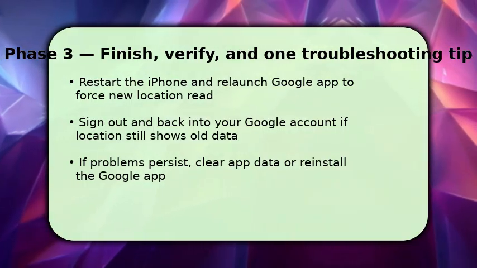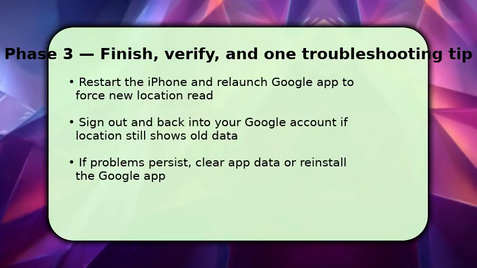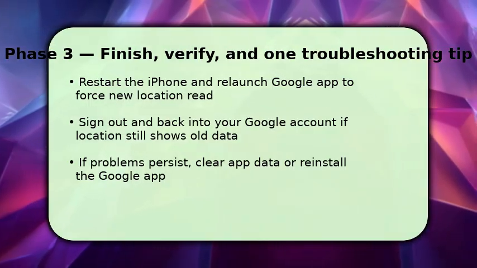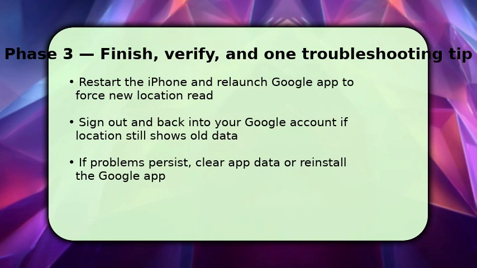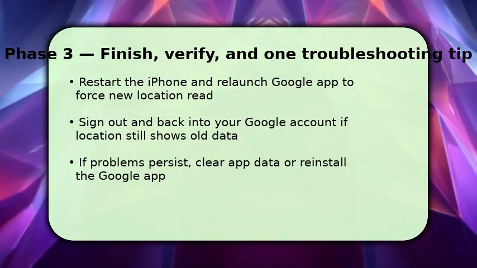One key troubleshooting tip: if accuracy is poor, toggle airplane mode on for 5 seconds. Then off, this resets radios and often corrects stuck locations.